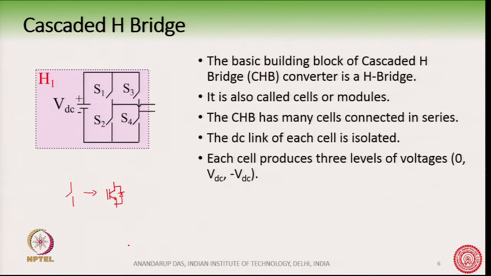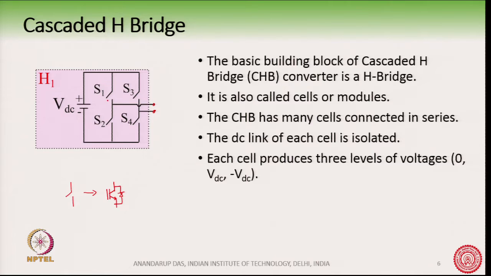Now, each cell, if you see, produces 3 levels of voltages. This is the output of the cell. Here is the output of the cell, and this voltage can assume 3 levels. I mean 3 distinct magnitudes of voltages are possible at this point here.